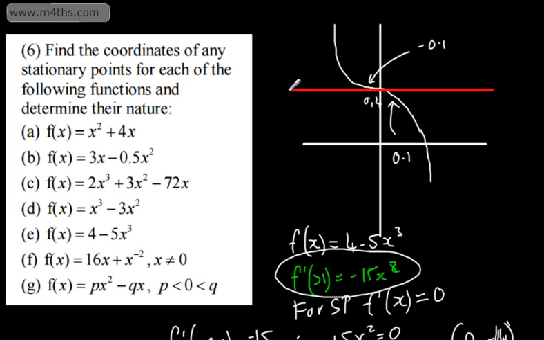We can see that the gradient to the left is negative. We have a 0 gradient at the stationary point, and the gradient is negative to the right. Therefore, point of inflection. Right, let's do the next one.